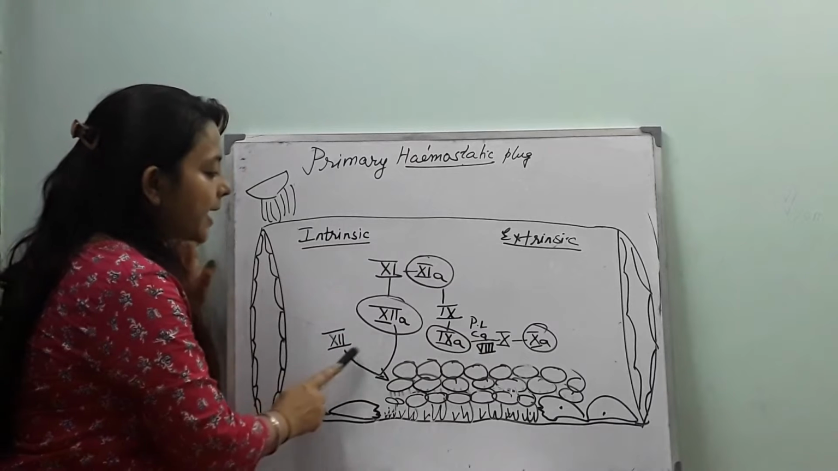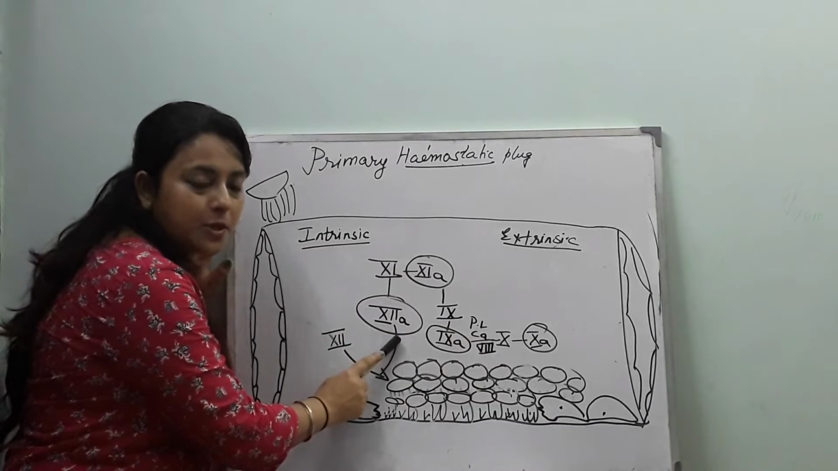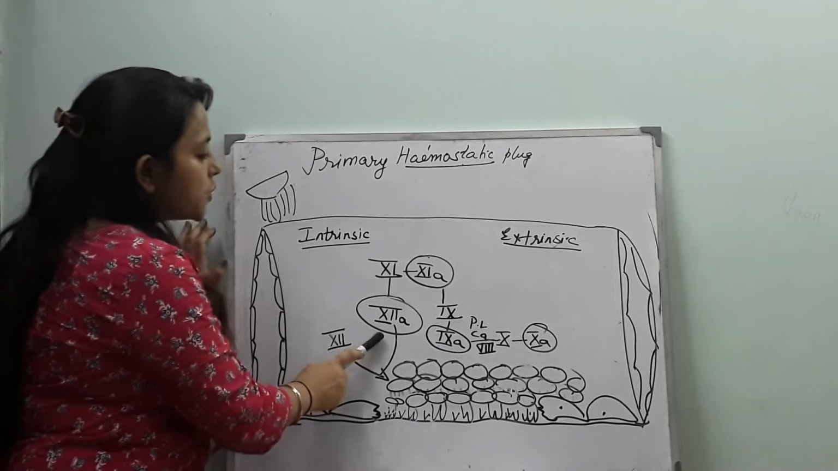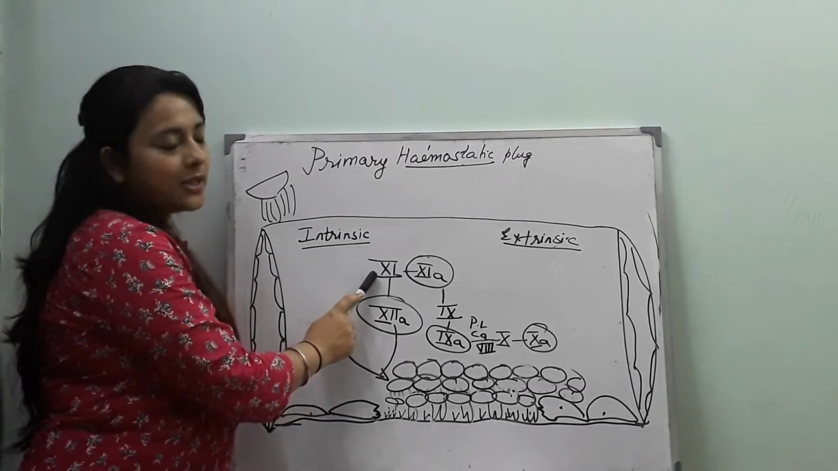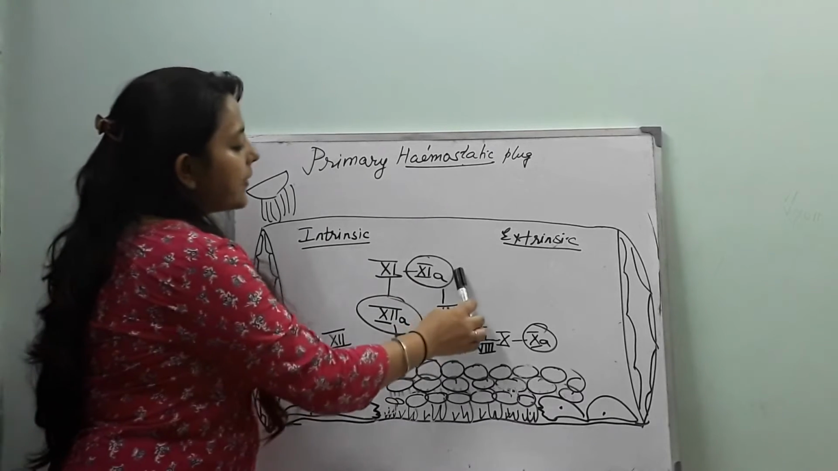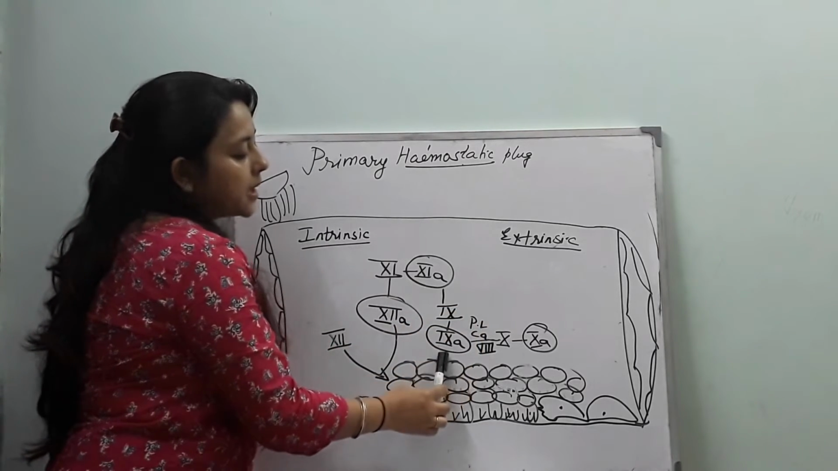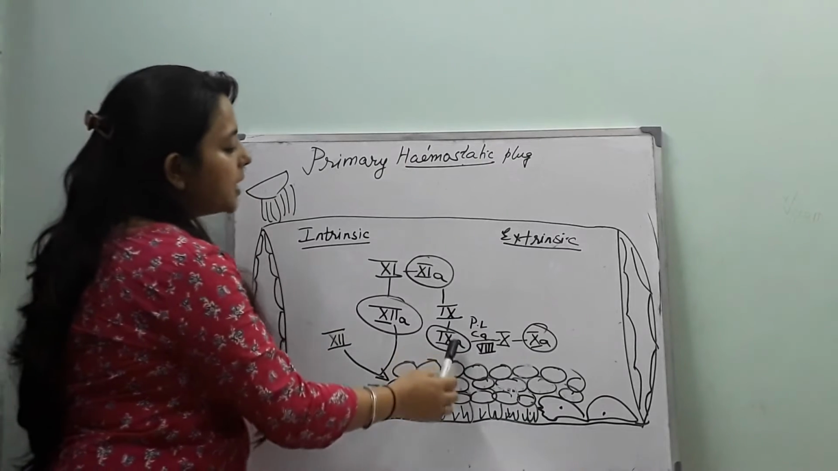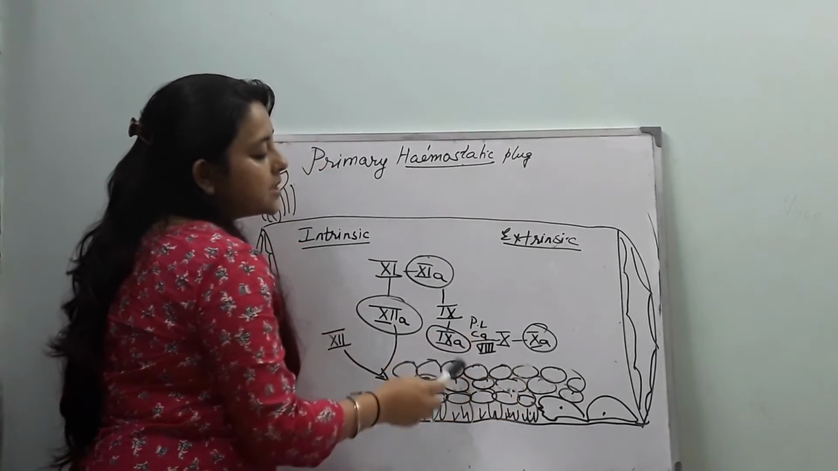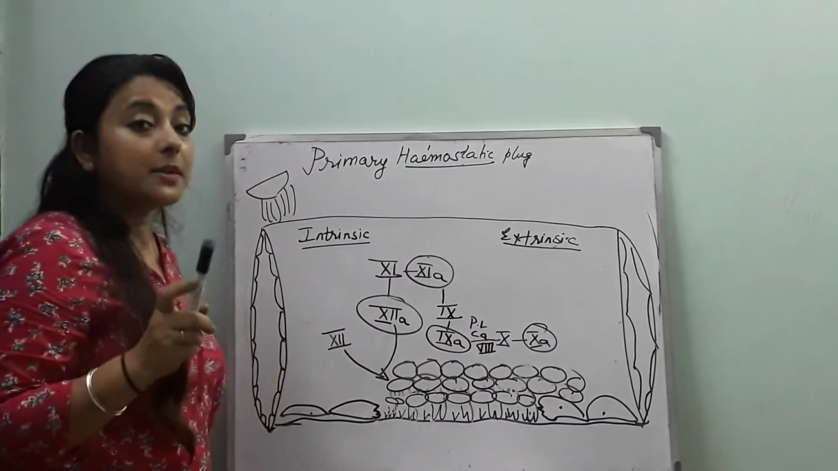Factor number 12 becomes activated factor number 12 when it comes in contact with damaged tissue. Now factor number 12 activates the factor number 11 and it becomes activated factor number 11. Now 11 activates the 9 and it becomes activated 9. Then factor number 9 activates the factor number 10 in the presence of phospholipid, calcium, and factor number 8.